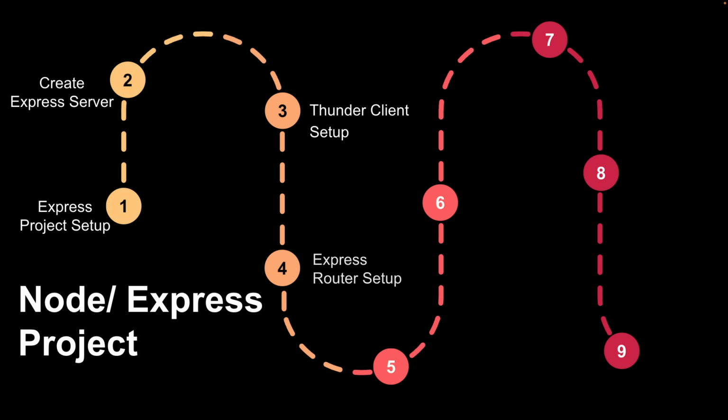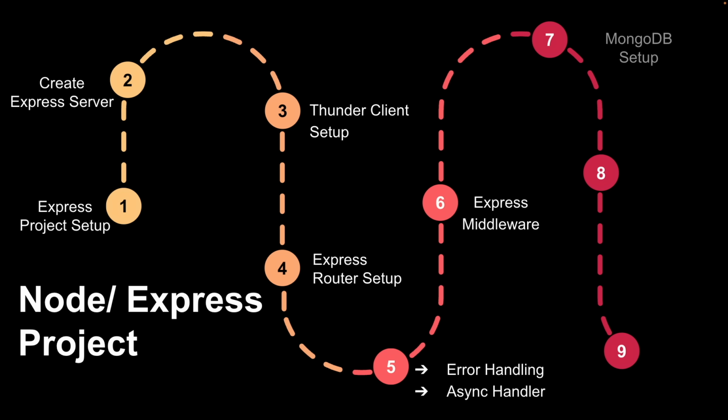Then we will set up the Express router, and after that we will see how we can handle errors in Express and using the Async handler. Then we are going to see how we can set up the Express middleware for our project. After that we will have the MongoDB setup, and then we will learn how we can use Mongoose schema in order to communicate with our database. Then we will see how we can have the CRUD API in our project.